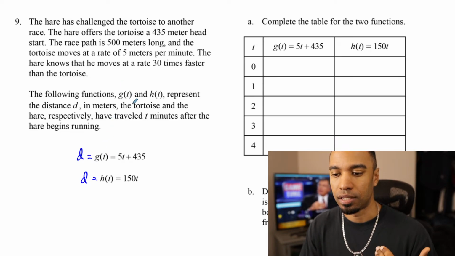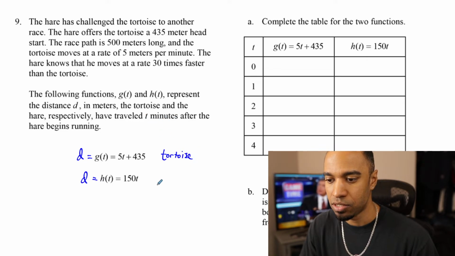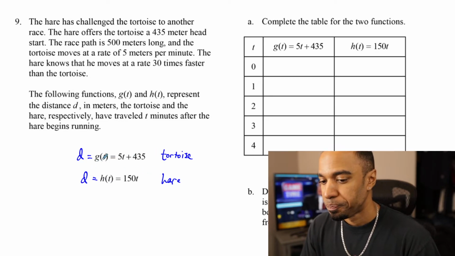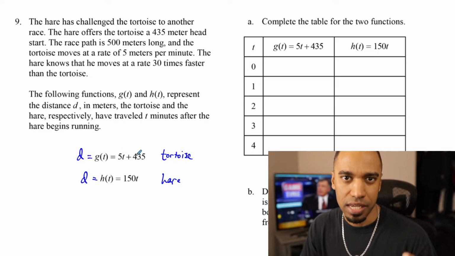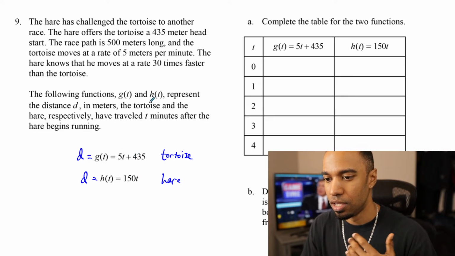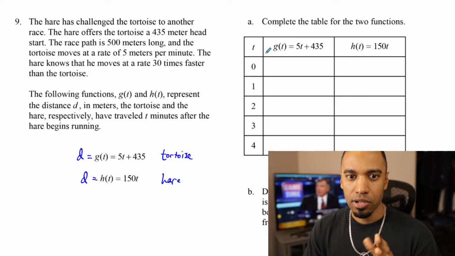G of t represents the tortoise's distance based on a certain amount of time. What was it, minutes? And the h of t represents the hare, as h aptly stands for hare, and g stands for tortoise somehow. But the distance covered is based on, if I substitute 1 for t, I get an answer that's distance in what, meters? In meters. Okay.